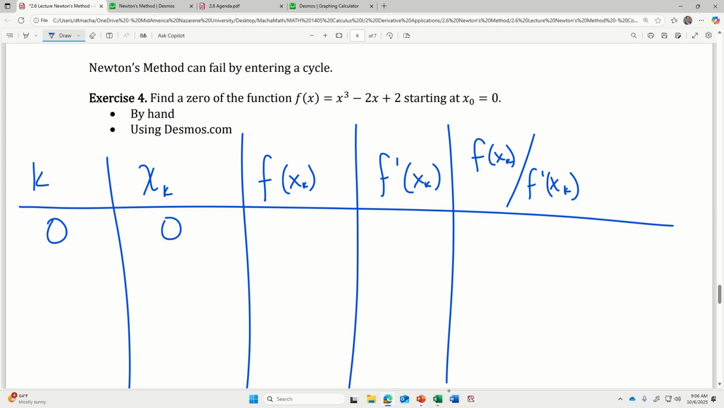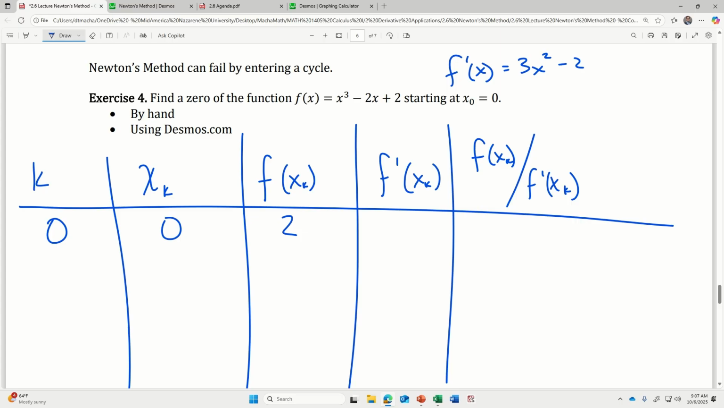We're supposed to start at the iterate x equals 0, and it's the same function. So let's talk through the function together and find what is f of 0. That would be 0 cubed minus 2 times 0 plus 2. So that's 2. The derivative of this function was 3x squared minus 2.